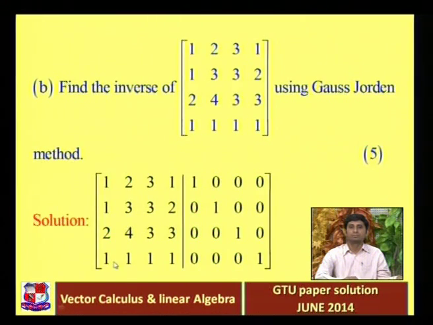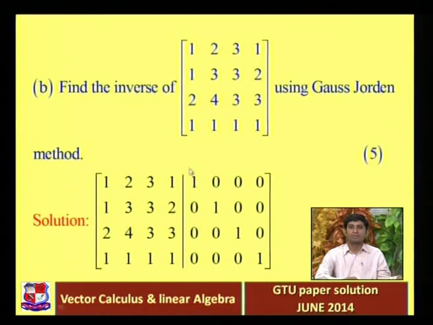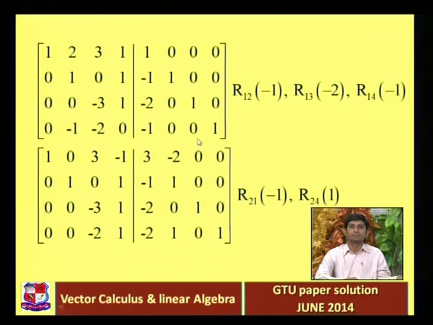So 1 minus 1 is 0, then 1 minus 2 is minus 1, then 1 minus 3 is minus 2, 1 minus 1, this is 0. So 0 minus 1 minus 2 0, you can see here 0 minus 1 minus 2 0, and then 0 minus 1 is minus 1, 0 minus 0 is 0, this is also 0, and 1 minus 0 is 1. So minus 1 0 0 1.